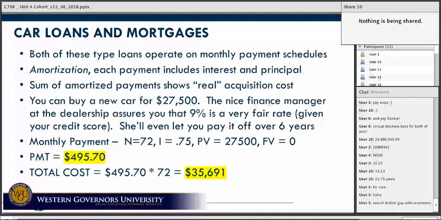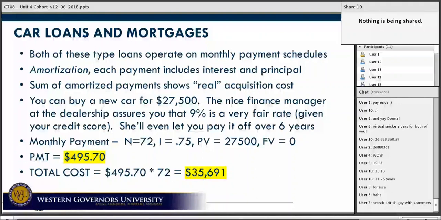We start with a present value of $27,500, the sticker price, and we have a future value of 0, because at the end, if we assume that we've made all our payments on time, we're done. They can't come at us for a 73rd payment. We satisfied the note. Thank you. Have a lovely day.